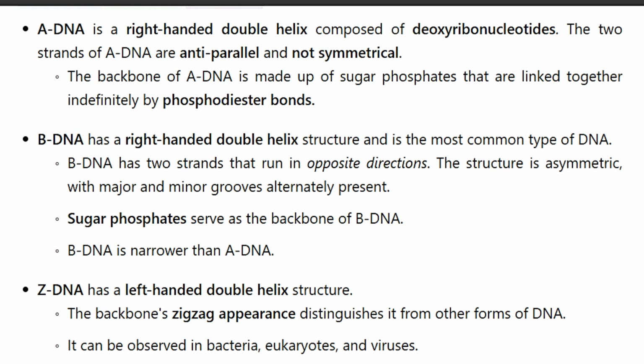zDNA has a left-handed double helix structure. The backbone's zigzag appearance distinguishes it from other forms of DNA. It can be observed in bacteria, eukaryotes, and viruses.